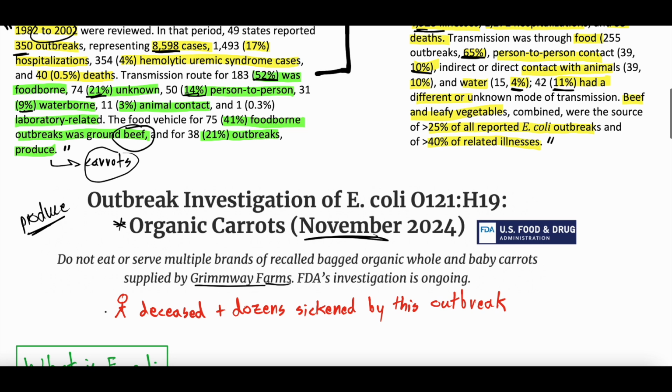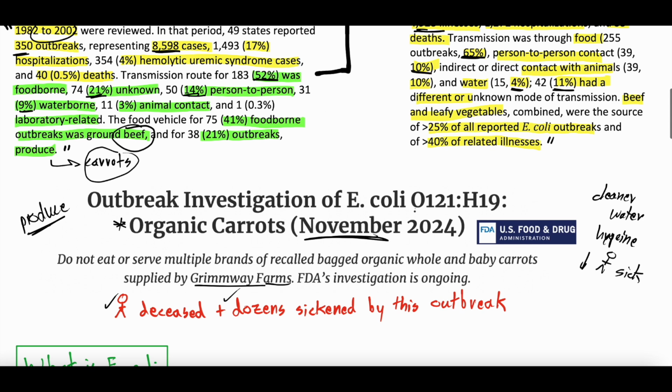And in this outbreak itself, one person has already died from it, and dozens have been sickened by this outbreak. So E. coli is something that can cause severe disease and can cause deaths, and we still see a bunch of outbreaks, even though we're getting better with cleaner water. So fewer outbreaks from water, better hygiene, fewer person-to-person outbreaks, and then each outbreak seems to cause less illness, so fewer people get sick with each outbreak. At least that's what the data above would suggest.